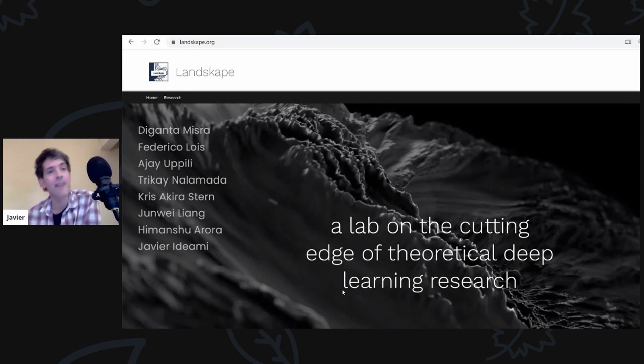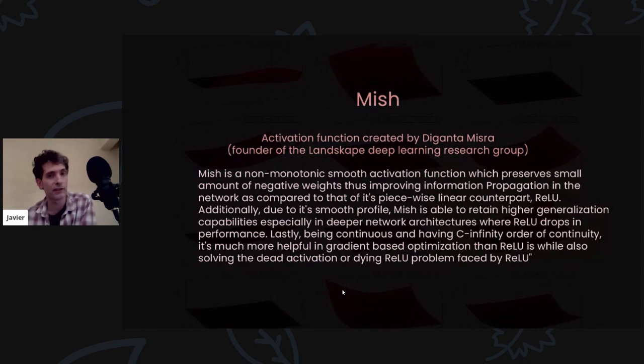All right, another example of studies is the work that I'm doing with a wonderful deep learning research group, Landscape with K. This group is full of very talented researchers like Diganta Misra, Federico Lois, Ajay Uppili, Trikay Nalamada, Chris Akira, Junwei Liang, Himanshu Arora. And we're doing side studies like, for example, this recent one about MISH.